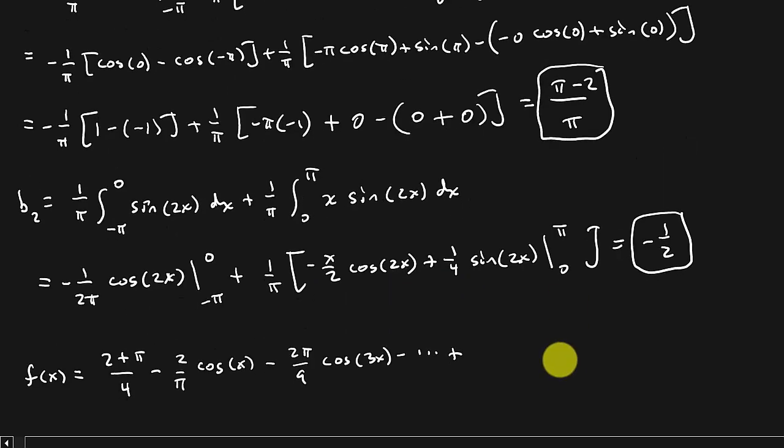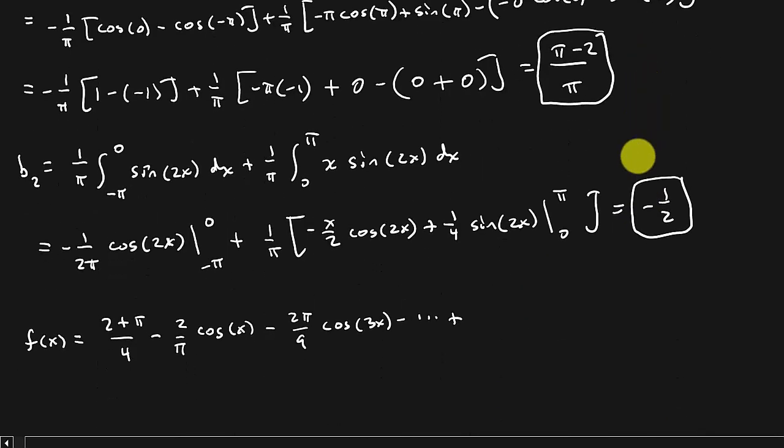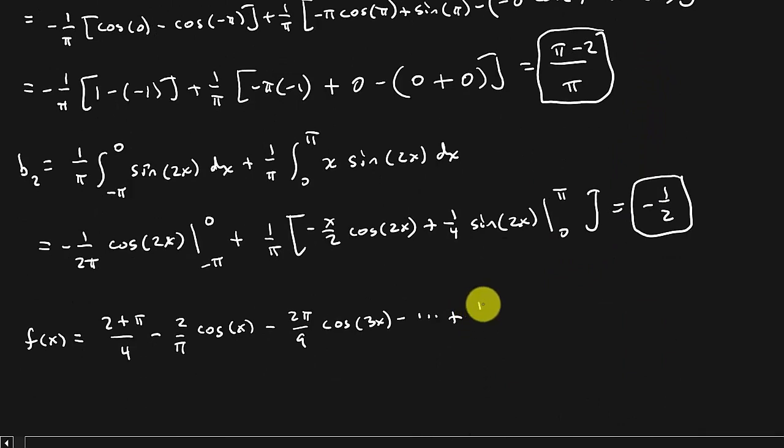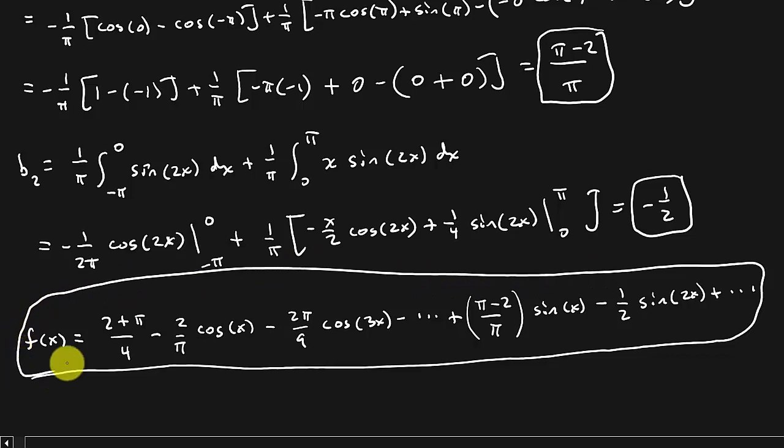Plus, now we've got B1. So B1 is pi minus 2 over pi. So that's plus pi minus 2 over pi, and that was B1, times sine x. And then we've got plus B2, which is negative 1/2 sine 2x plus, and so on. And this would be your Fourier series.